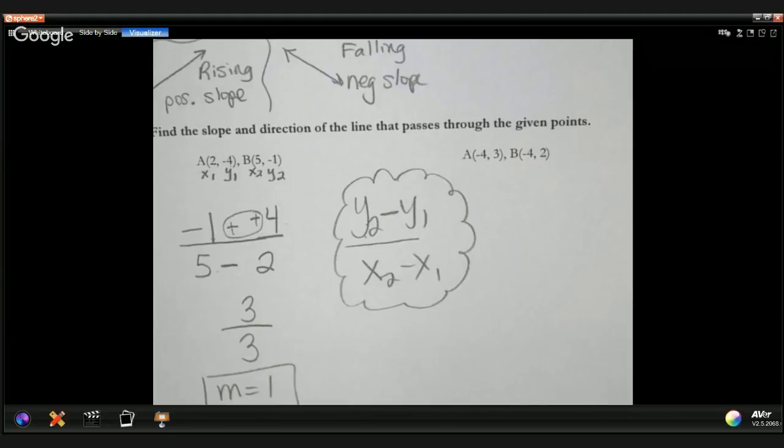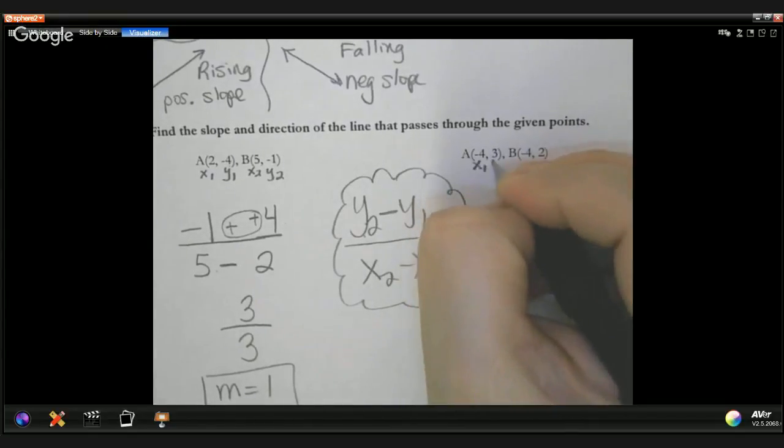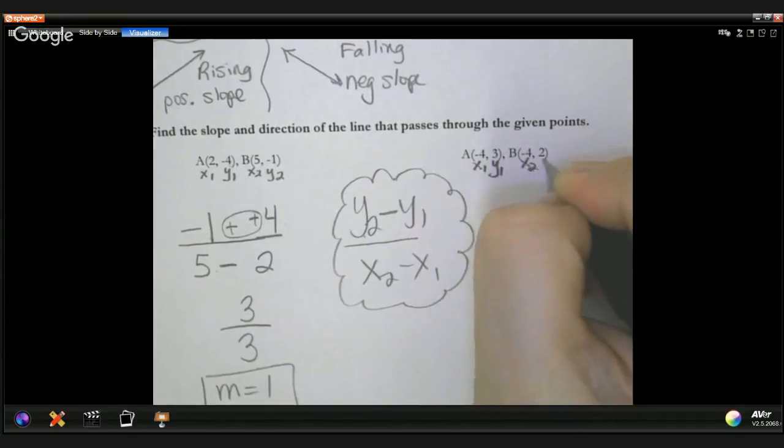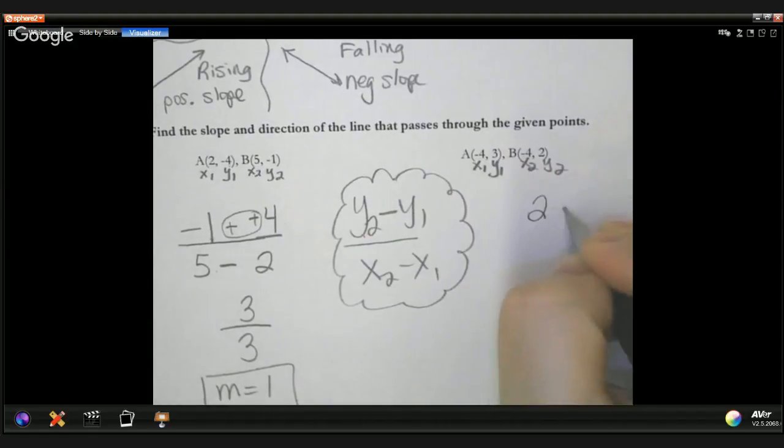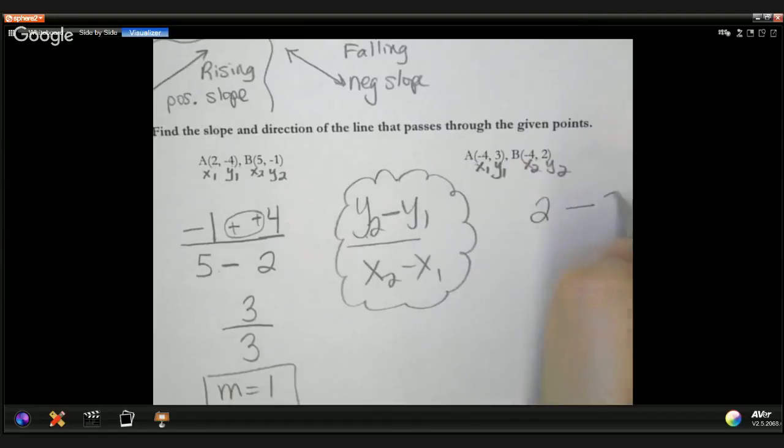So you go ahead and start this next one. Start off by labeling your points and then plugging it in. And once you have that, do the math so that you're able to simplify it and see what the slope is that passes through those points. So you should have labeled x1, y1, x2, y2. And when I plug it in, my y2 value is 2 minus my y1 value, that's 3.